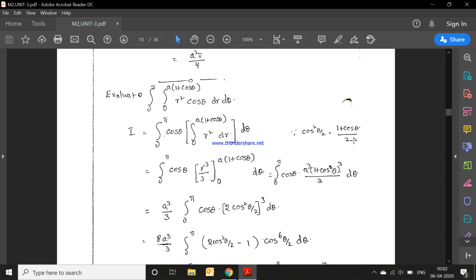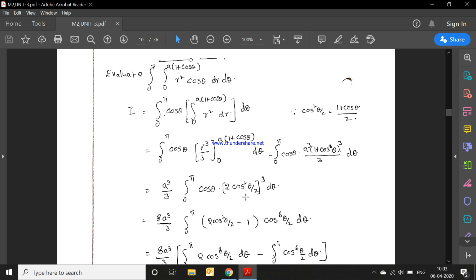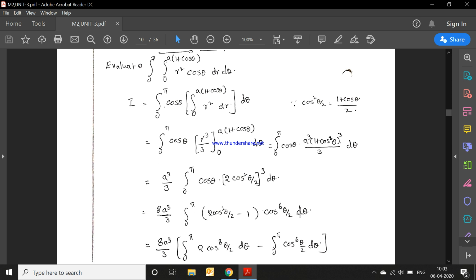I am substituting 1 plus cos theta is equal to 2 cos square theta by 2. We have a formula cos square theta by 2 is equal to 1 plus cos theta by 2. So 1 plus cos theta is equal to 2 cos square theta by 2. So substitute it and it is the value of 2. And here again I write cos theta is equal to 2 cos square theta by 2 minus 1, and here cos square whole cube becomes cos power 6 theta by 2. 2 cube value is 8 right outside into d theta.